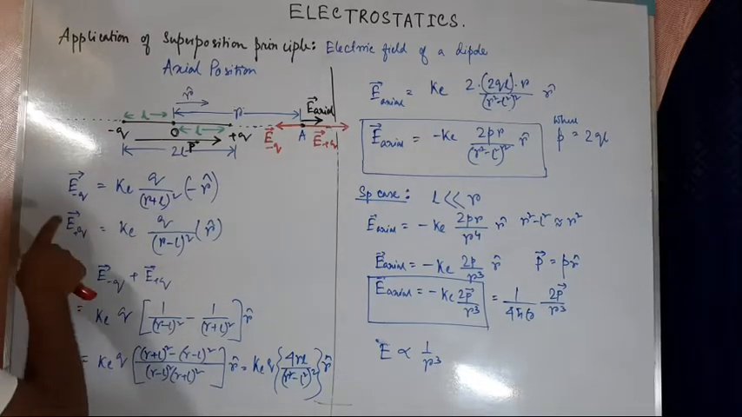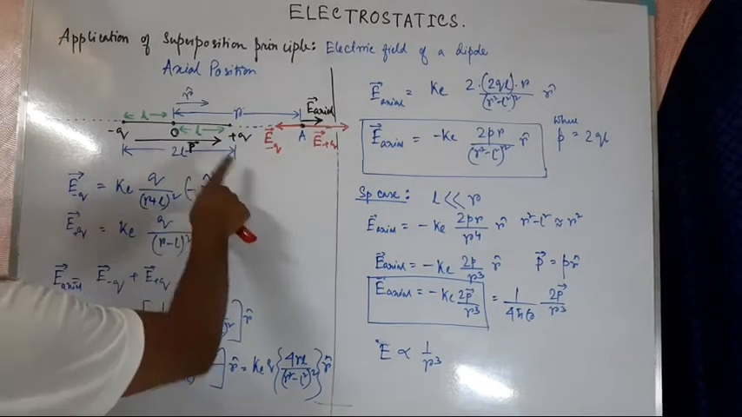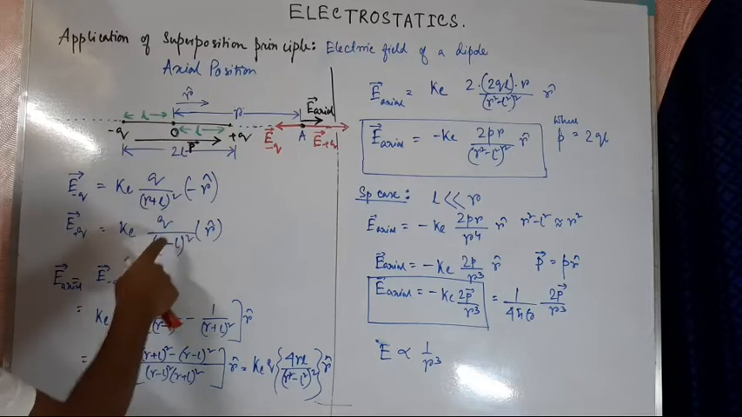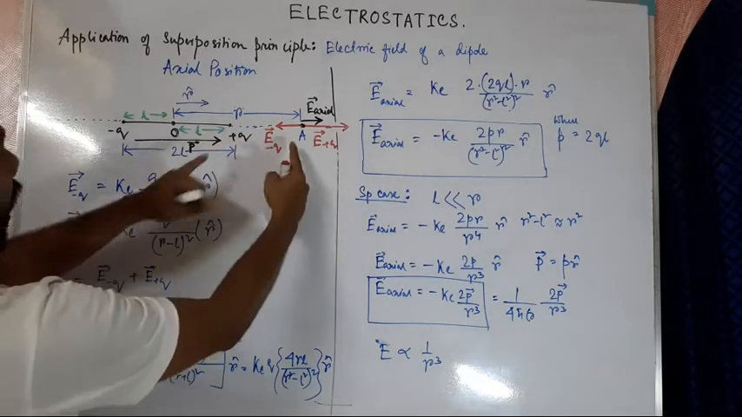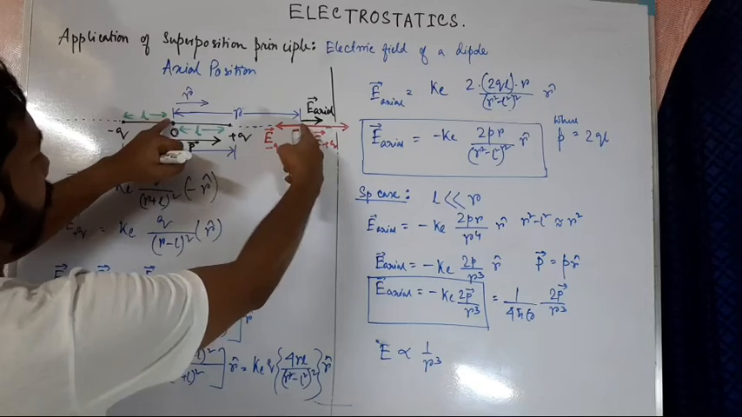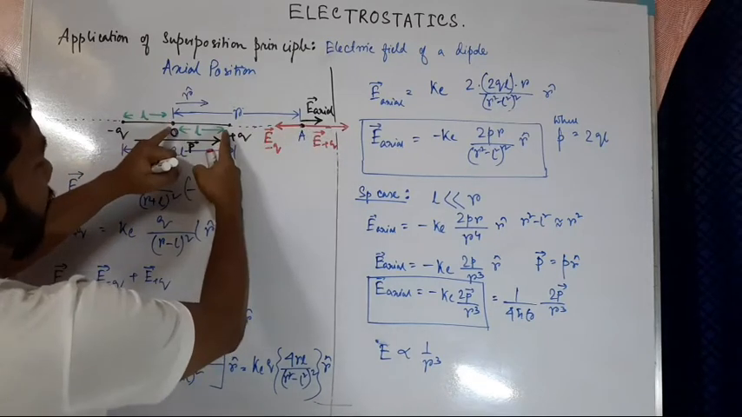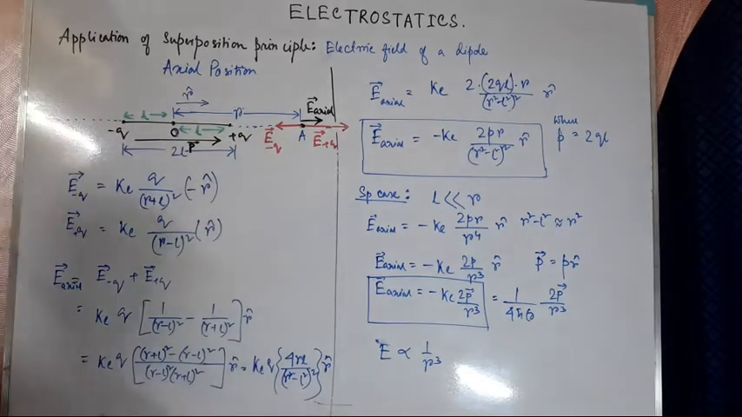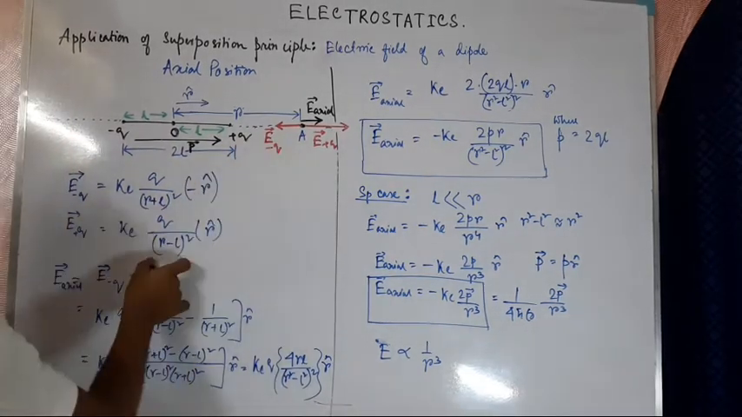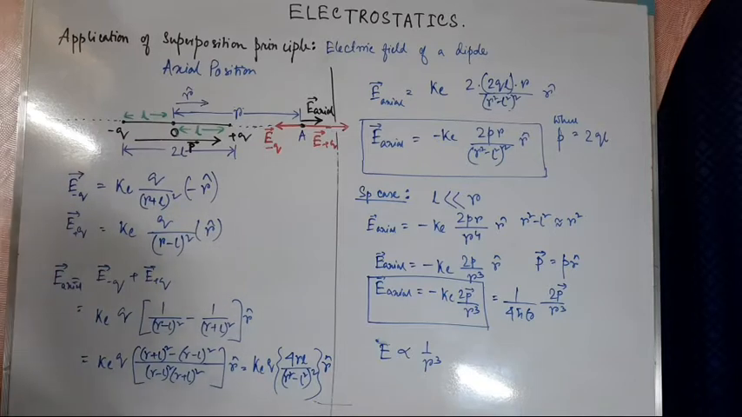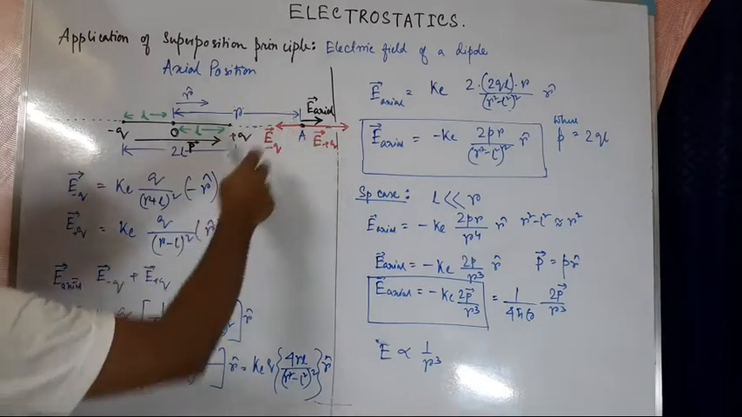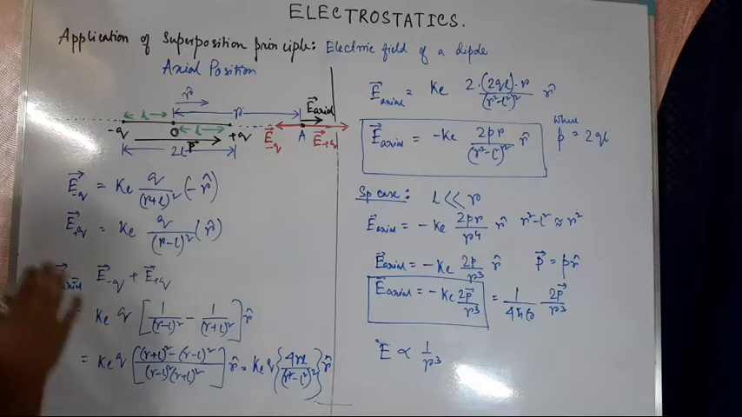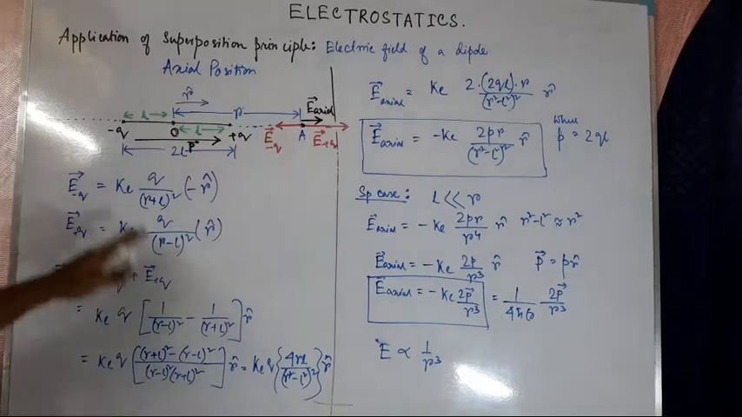E positive, that means the electric field for the positive charge, will be K times Q by the distance R minus L. You can see the total distance is R and this amount of distance is L, so the residual distance is R minus L, and it is R minus L whole square into R cap. R cap gives the direction of the electric field, and they are the same. Now we have to just add them up vectorially.